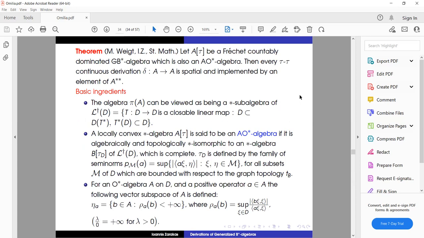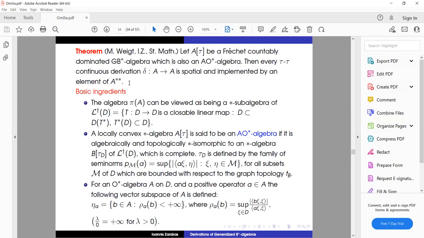which says that, yes, you can have what I described before, meaning starting with a tau-continuous derivation on a Fréchet GB*-algebra, your derivation would be spatial, with the spatiality implemented by an element of the bidual of alpha.